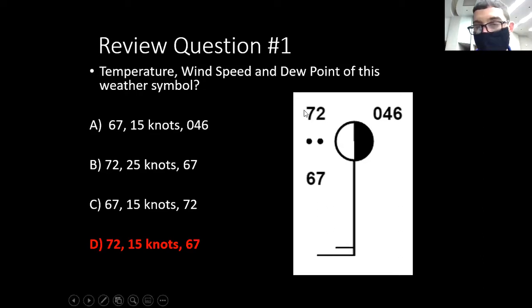Again, temperature is always the top left number. Then we have 15 knots. Again, at the end of our line here, we've got 2 feathers, 1 full feather, 1 half feather. That's 10 plus 5, that's 15. And then we've got 67, which is always the dew point. The bottom left number is always the dew point. Also keep in mind the top right number is going to be pressure. Solid job, guys. Let's go ahead and move on.